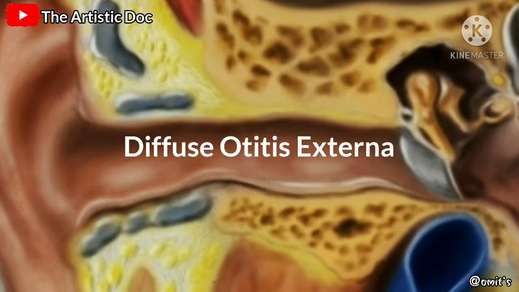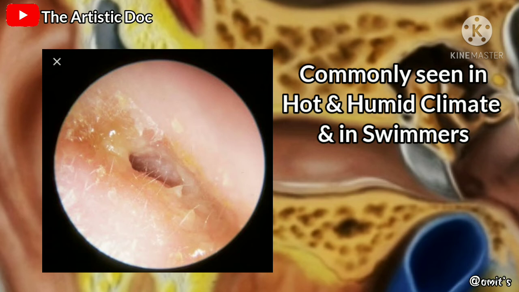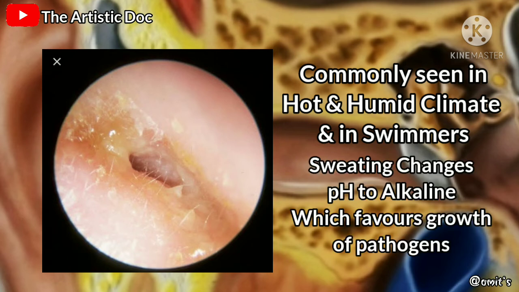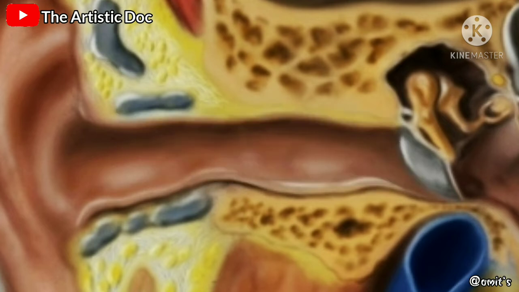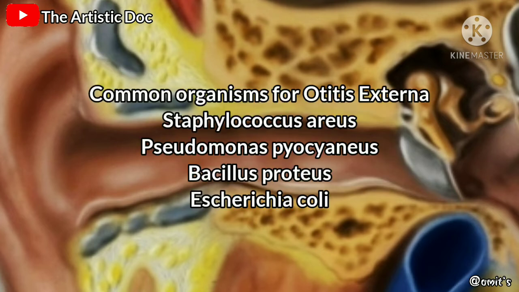Diffuse otitis externa. Commonly seen in hot and humid climates and in swimmers. Sweating changes the pH of the meatal skin to alkaline, which favors growth of pathogens. Trauma to the meatal skin and invasion by pathogens can cause this condition. Staphylococcus aureus, Pseudomonas pyocyaneus, Bacillus proteus, E. coli are common organisms responsible for otitis externa.